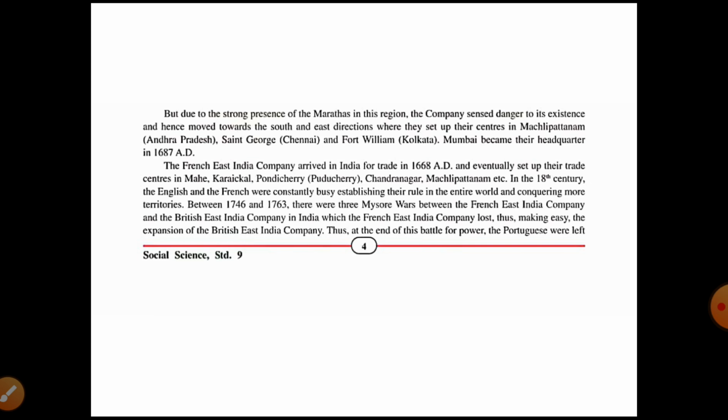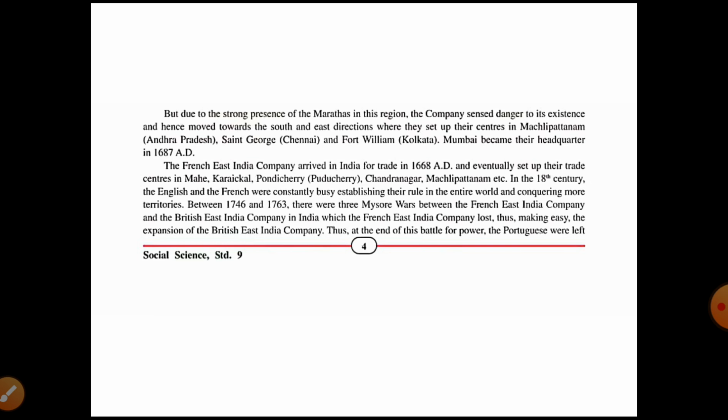However, the Britishers moved from south to north. There were the Marathas who ruled over that region. The local leaders, the local kings of India, ruled over the northern side, which made it difficult for the Britishers to move from the southern part to northern India. So they moved towards the eastern direction and set up their trading centers at Machilipatnam in Andhra Pradesh, St. George in Chennai and Fort William at Kolkata.